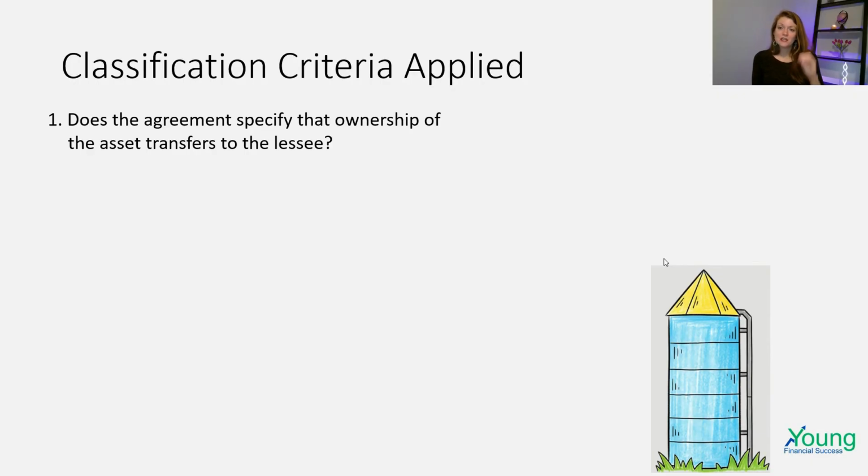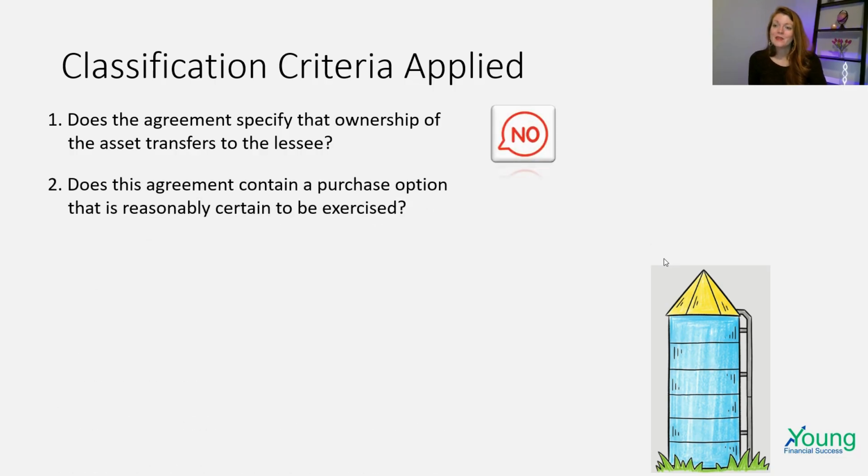So first, does the agreement specify that ownership of the asset transfers to the lessee? Well, if you took a picture of that slide that had all of the terms, we saw at the very bottom, no, it said there's no ownership transfer at the end. So that is not met. So that would be a no. Then we go to the second one. Does this agreement contain a purchase option that is reasonably certain to be exercised? And no, it said there is no purchase option that they agreed upon.